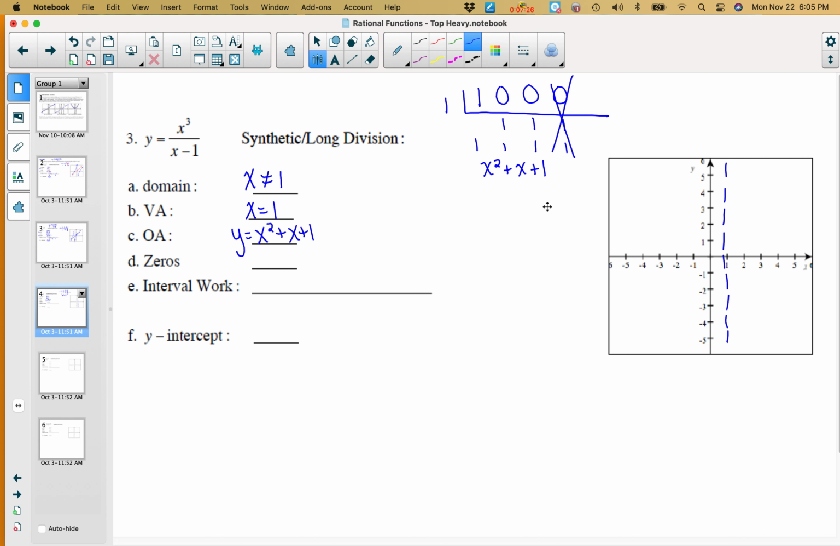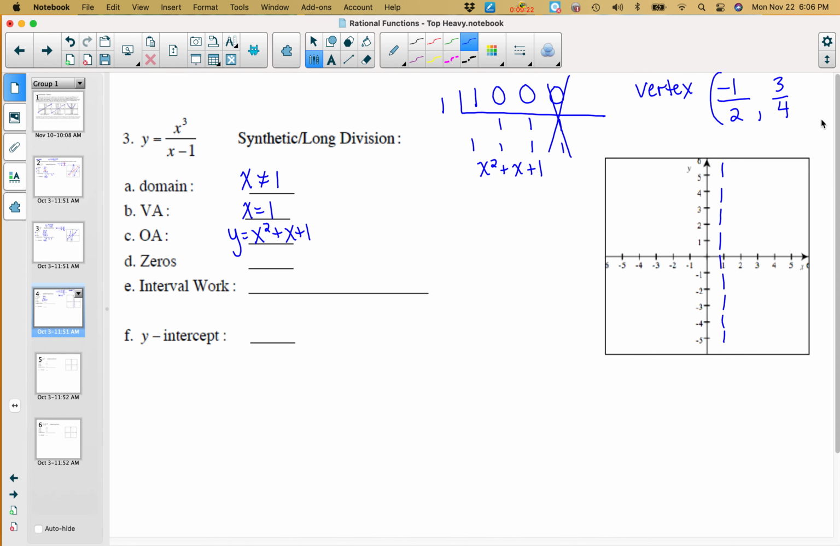So think about what we need to know. We need to know the vertex. So to find the vertex, we're going to take the opposite of b over 2a, so we get -1/2. Then we're going to plug in that -1/2 to find the y value. Okay, so I paused it and did it on my calculator, and I get 3/4. So that's my vertex. Whoops. So -1/2, 3/4, and I'm going to kind of plot where that goes.